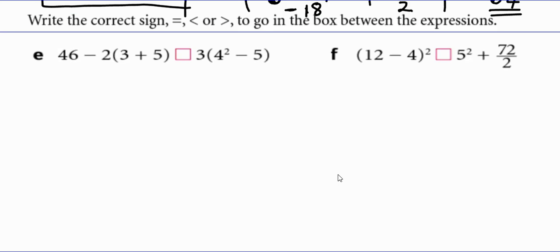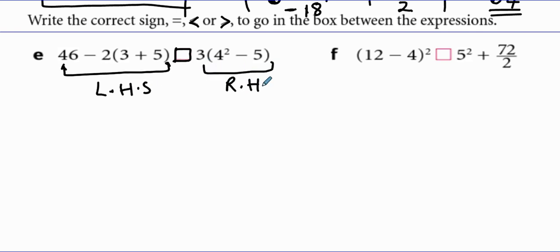Now we have this question here, which is write the correct sign. Write the correct sign in the box here. Will you put equals to, or will you keep less than, or will you keep greater than? Now we need to work out. If you look at this box, we have left hand side, and we have right hand side.